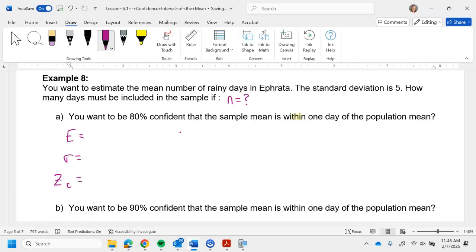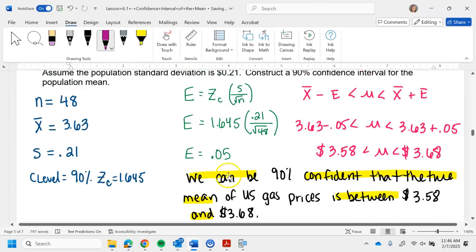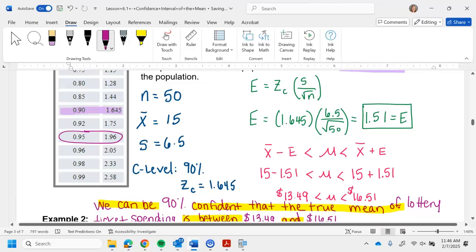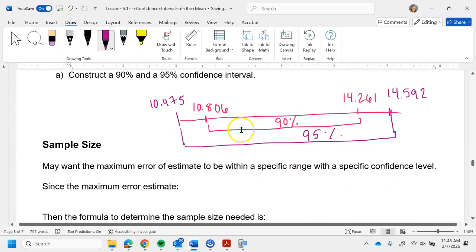You want to estimate the number of rainy days in Ephrata. Standard deviation is 5. 80% confident and within 1 day. So my error is going to be 1. Going back up to that chart for my critical value, 80% confident is going to be looking at 1.28 for that critical value. So let's go back down.